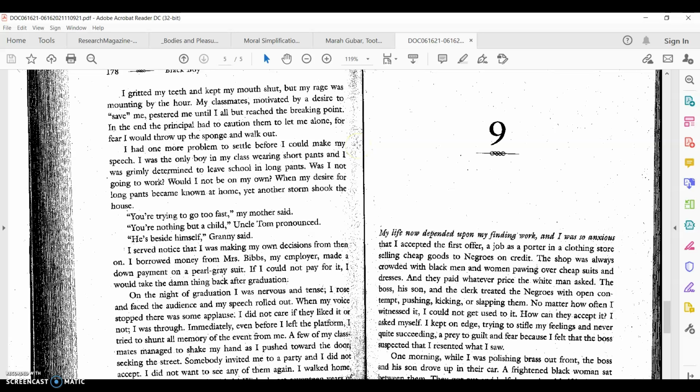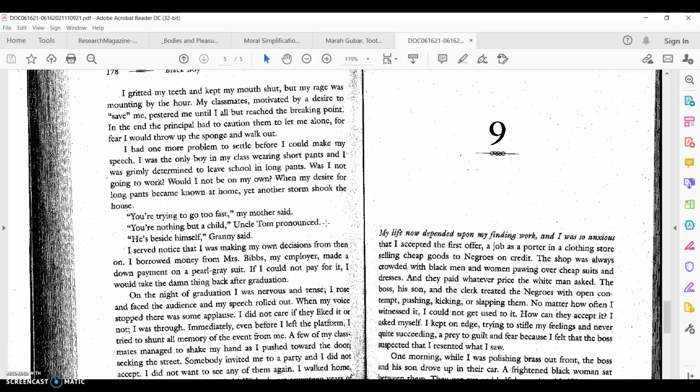I had one more problem to settle before I could make my speech. I was the only boy in my class wearing short pants, and I was grimly determined to leave school in long pants. Was I not going to work? Would I not be on my own? When my desire for long pants became known at home, yet another storm shook the house.